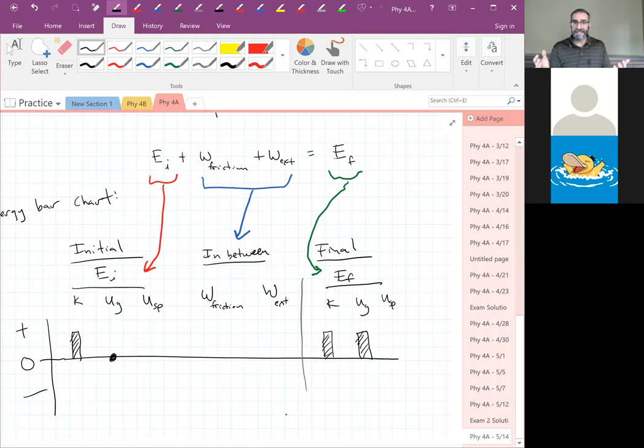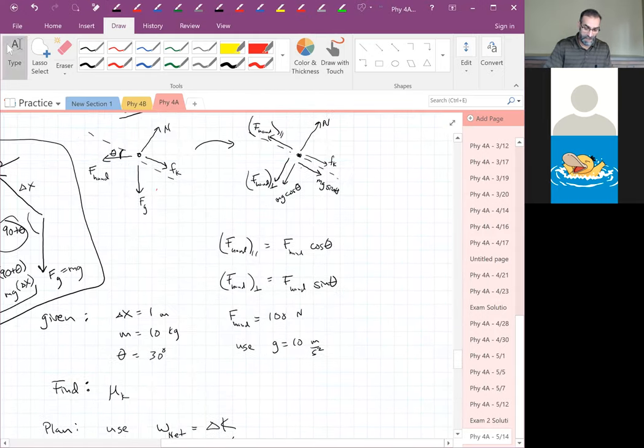Do I have any springs in my system? No, then they don't have any energy in them, right? Can't have energy in a spring if I have no spring. So let's just call that zero. All right, and do I have friction? Do I have friction in my system? Yes, I do. So I've got work done by friction, and that is going to be negative. And do I have any external forces?